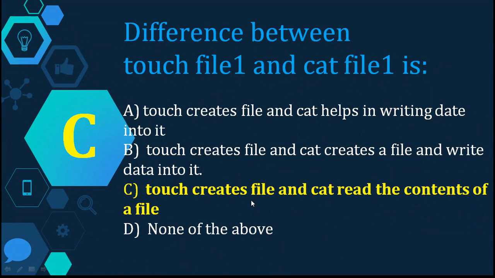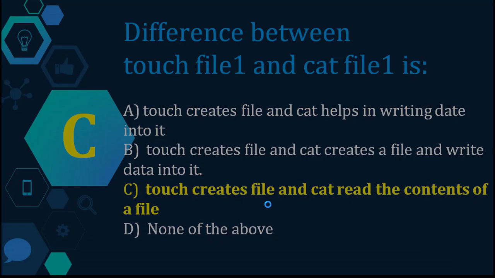Why? Because touch is used to create a file, but cat is used to read the content of a file. With the help of cat, we can also write the content, right? So if I talk about the first option, it is correct that cat helps in writing into the file. Yes, cat is used for writing as well as for reading, but it will be used for writing if there is a redirection operator between cat and the file name. But here we have simply written cat space file name, so it will just be used to read the content of a file, right? So that's why option C is correct.